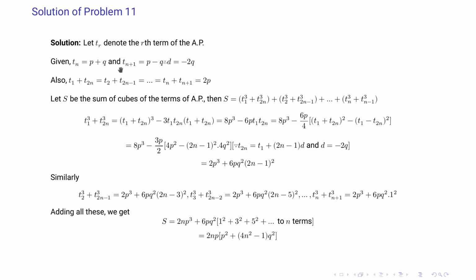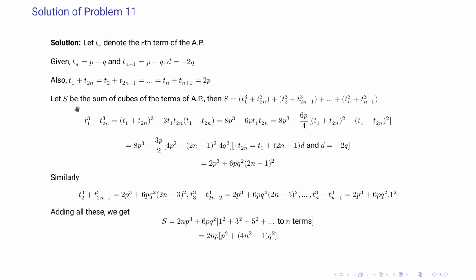So we let tr denote the rth term of the AP. So our nth term would be p plus q and the n plus 1th term would be p minus q. Subtracting these, we get the common difference d as minus 2q. Also, we know that the sum of the first and last term, the second and penultimate term, is equal to the sum of the middle terms, which will be equal to 2p.